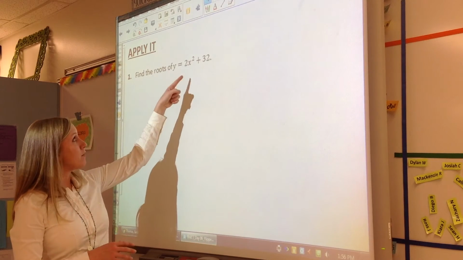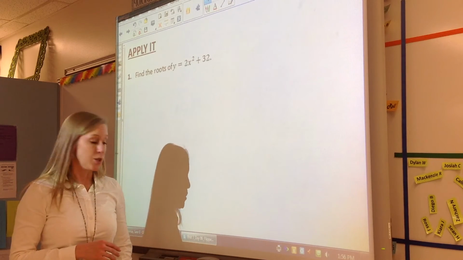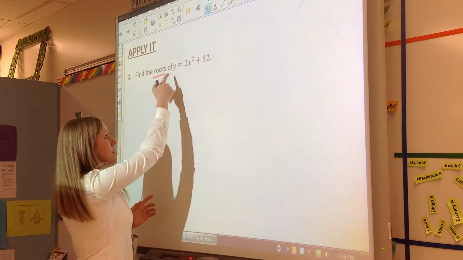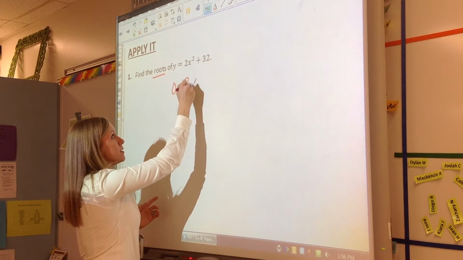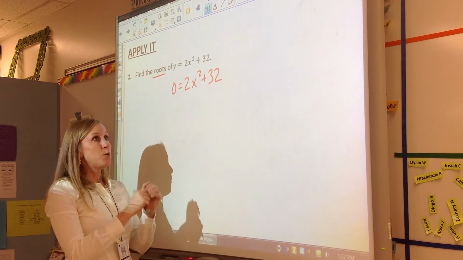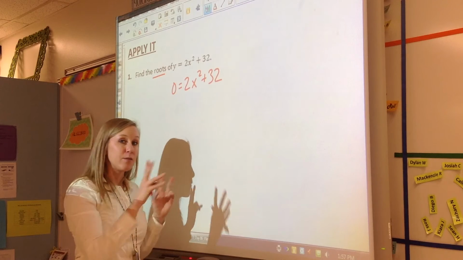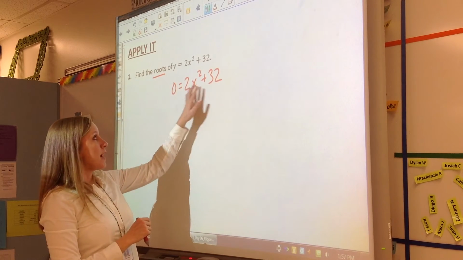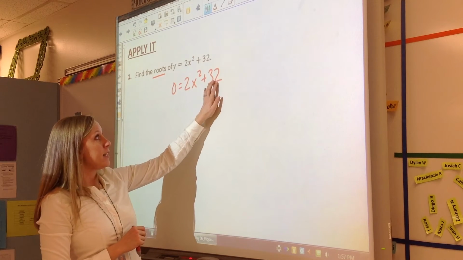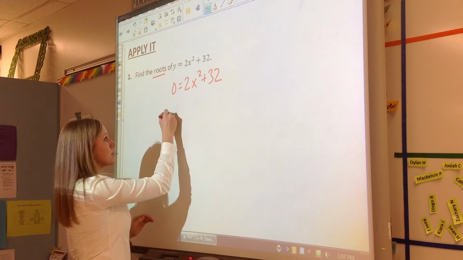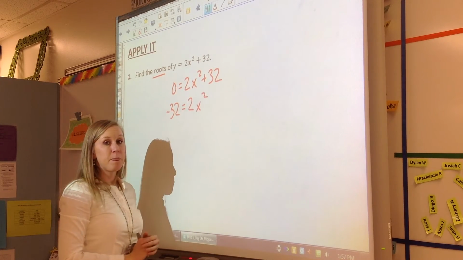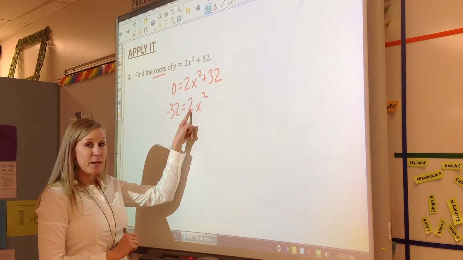So find the roots of 2x squared plus 32. So the first thing I think is roots. So that means I need to set my y value equal to 0. Okay? I'm going to solve this like the new way, which means I'm going to get x by itself. So to get x by itself, I need to subtract 32 from both sides, so that gives me negative 32 is equal to 2x squared. And then I have to divide by 2.